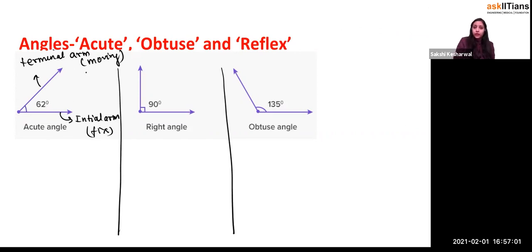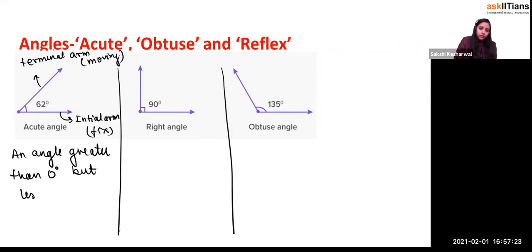But it is rotated, the terminal arm rotated so that the angle is like 89 degrees, but it cannot be 90 degrees, right? So what do you mean by acute angle? That is an angle greater than 0 degrees and less than 90 degrees, right? So this is known as an acute angle, like 60 degrees, for example, 42 degrees, 73 degrees, etc., or I can say like 2 degrees, right?